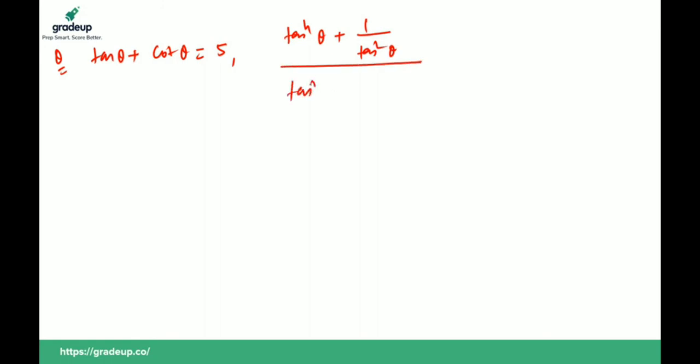Now I will give you a question based on trigonometry and algebra mixed. The question is: tan theta plus cot theta is equal to 5. Then you have to find the value of tan to the power 4 theta plus 1, upon tan square theta, divided by tan square theta plus 1 minus 3 tan theta.